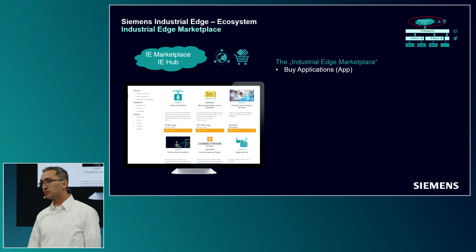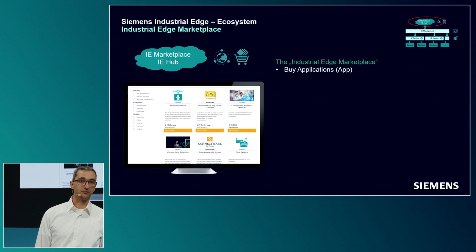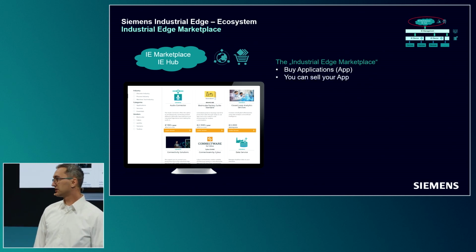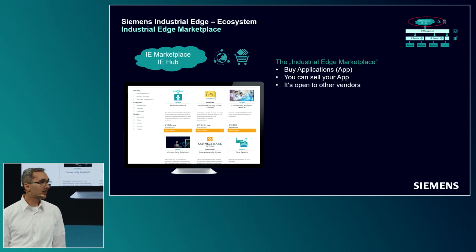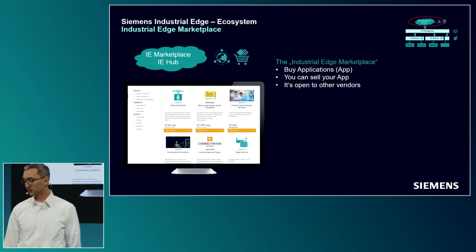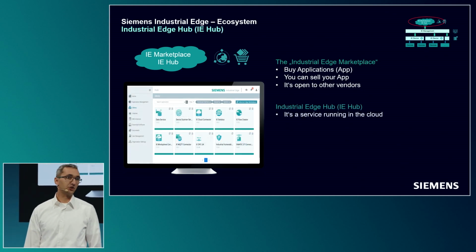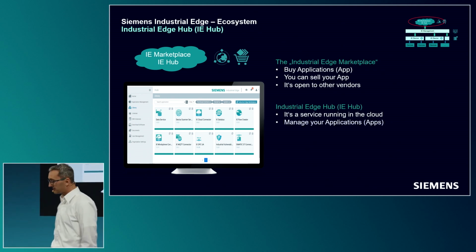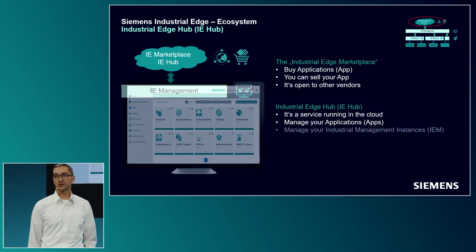The industrial edge marketplace is the app store where you can buy the applications you are interested in. But you can also earn money by selling your own applications in the marketplace. This is possible because the industrial edge marketplace is open for all vendors. The industrial edge hub is a service which is running in the cloud. Here you can manage your applications, your licenses, and your industrial edge management systems.